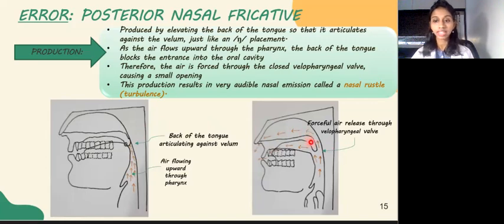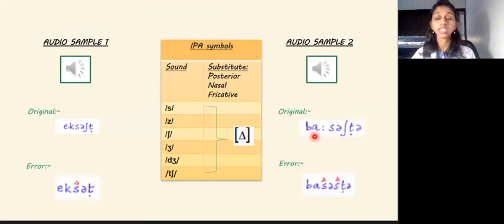It is similar to nasal air emission in the sense that air is emitted out of the nose, but the difference lies in the noisiness of the emission, which is a characteristic feature of a posterior nasal fricative. The posterior nasal fricative may be used as a substitution for any of the pressure-sensitive phonemes, but it is typically used for sibilants. Hence, sounds like s, z, sh, zh, j, and ch are affected. This is the IPA symbol for this error. The symbol is used as a diacritic on the sounds that are affected.